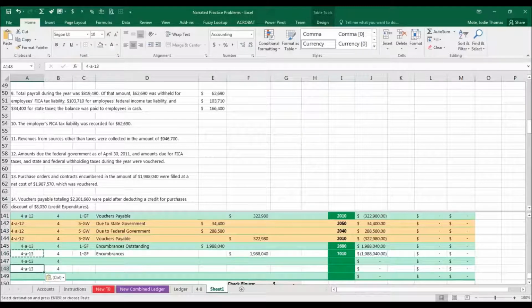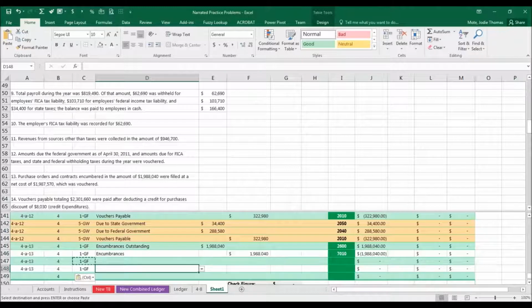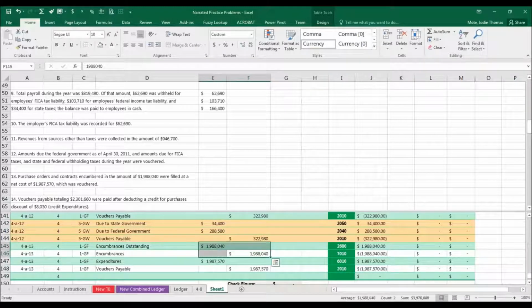Now you have to record the actual expenditure of $1,987,570. Okay? So we need two more lines here for that. And we're going to debit expenditures, and we're going to credit vouchers payable, okay, for 1,987,570. Again, because these are the actual bills that came in to be paid, that we previously had recorded an estimate or an encumbrance for in order to put that placeholder in the budget.